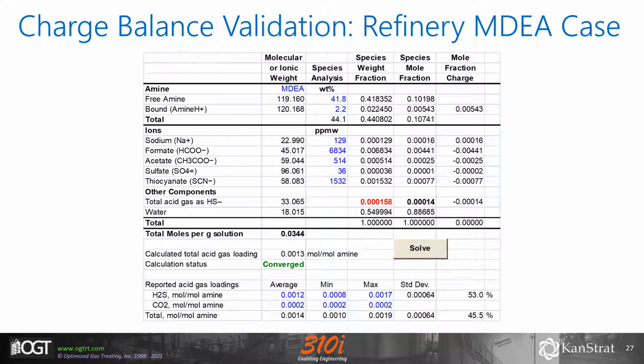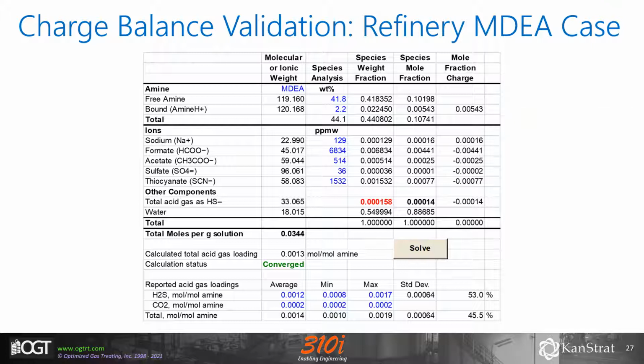We could probably spend the better part of an hour talking about the merits of charge balances. However, our website has a contactor issue dealing with this topic, so I'll refer you there. You can find it at www.ogtrt.com. A copy of this spreadsheet can also be downloaded for free.